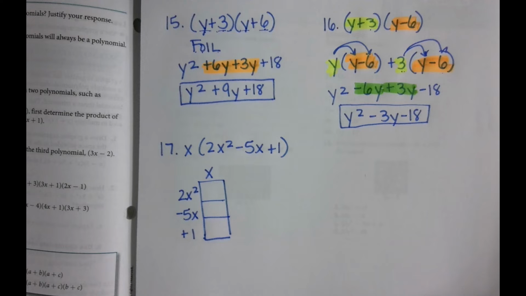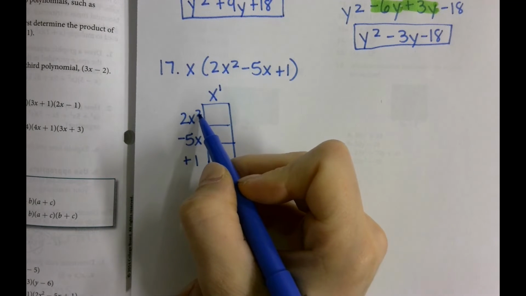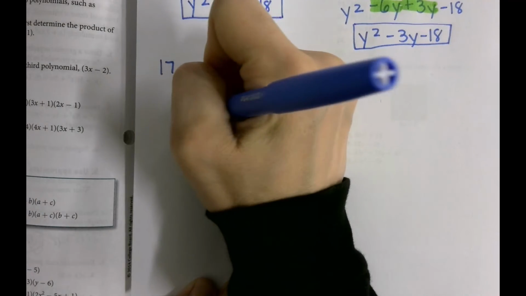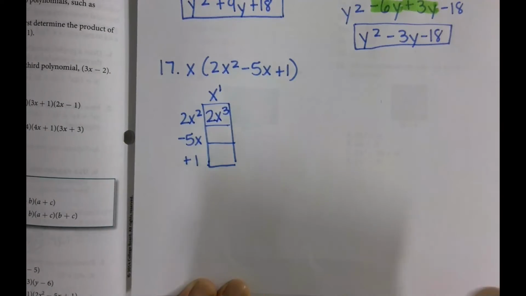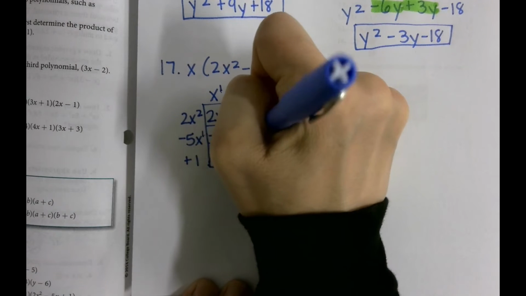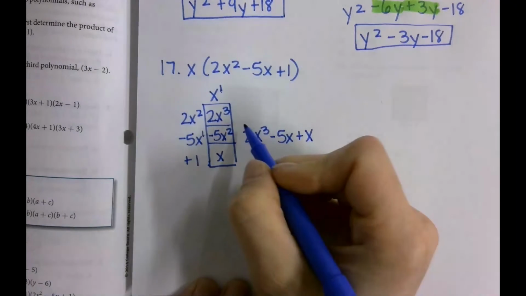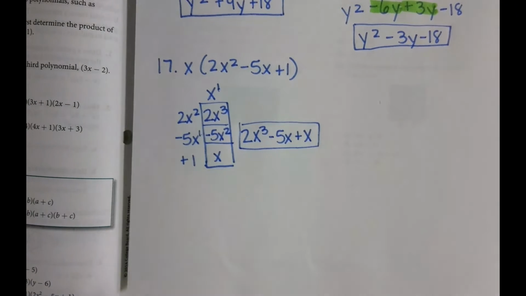All right, then we're getting into some larger exponents now. So remember, this is x to the first power times 2x squared. I need to add my exponents. 2 plus 1 is 3, so that's 2x cubed. Then I have negative 5, so that's negative 5x squared, and then x times 1 is just x. Write it in standard form, 2x cubed minus 5x squared plus x. Final answer.